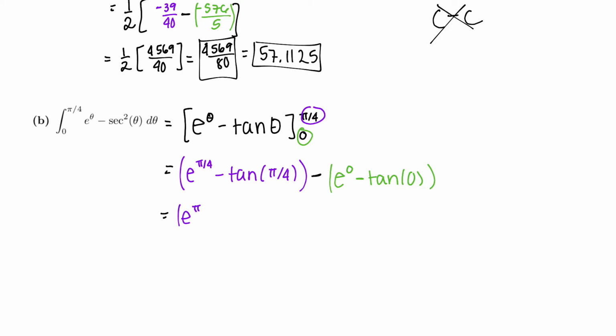E to the pi over 4 can't really be simplified anymore. Tangent of pi over 4 is 1. E to the 0 is 1, and tangent of 0 is 0. So really, the most we can simplify this, we can get e to the pi over 4 minus 2, because we could combine this negative 1 and the minus 1, and we get minus 2. And that would be our answer there.